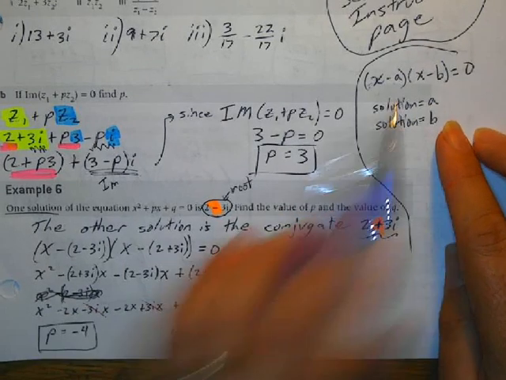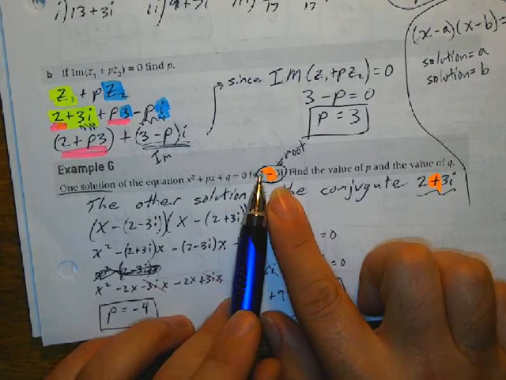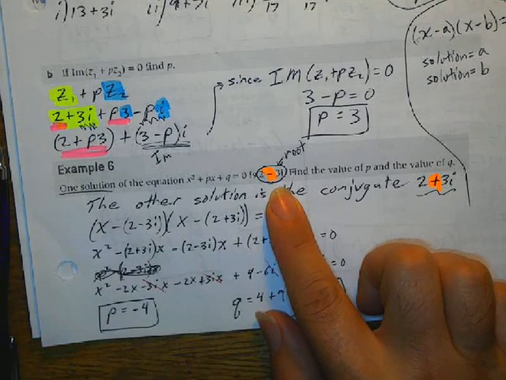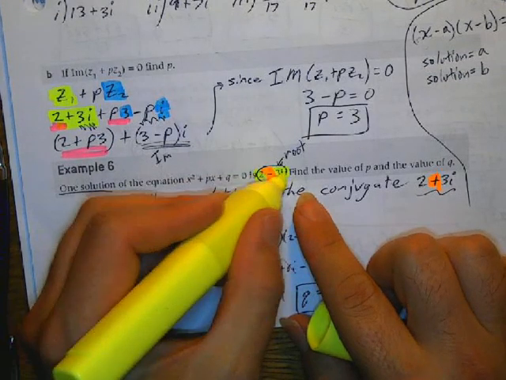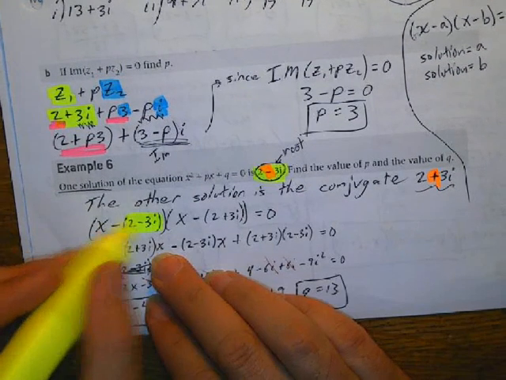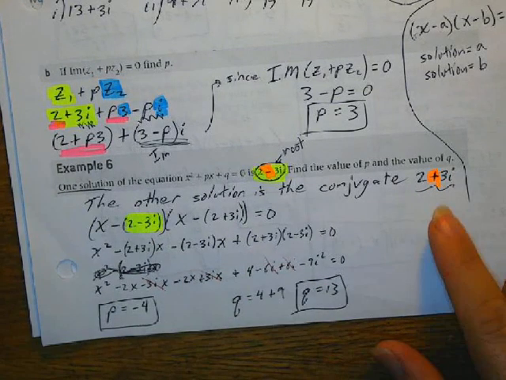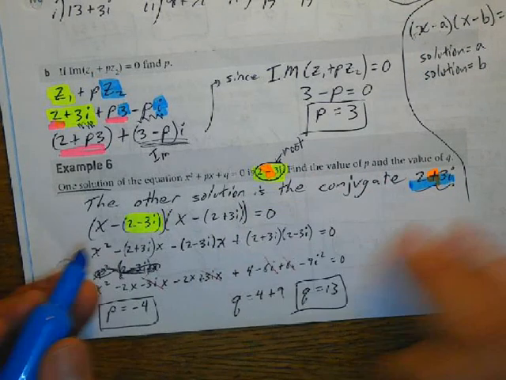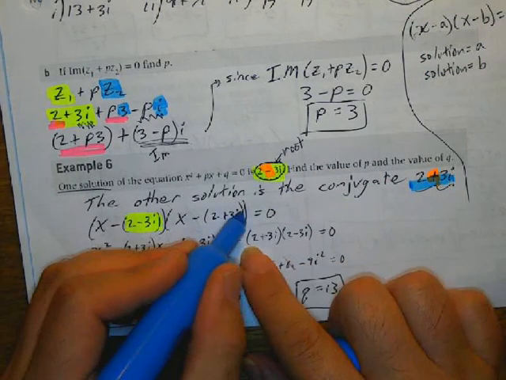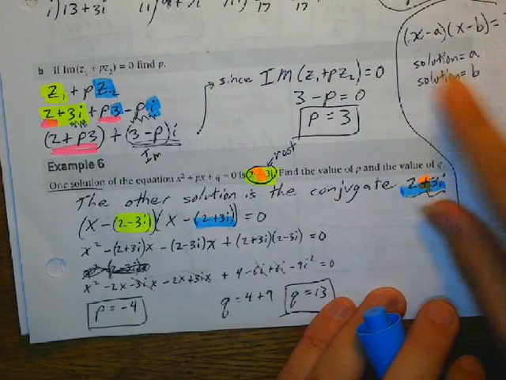So if I look here, if one of my solutions is 2 minus 3i, then I have to have x minus that thing. And if my other solution is this, then I would have to have x minus that thing. Okay. Okay, I hope that sample example made sense.